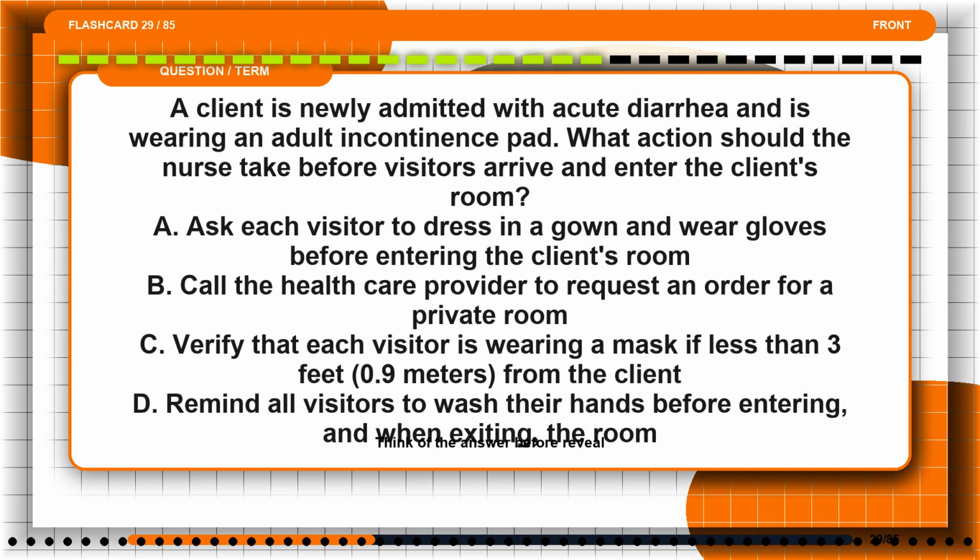A. Ask each visitor to dress in a gown and wear gloves before entering the client's room. B. Call the healthcare provider to request an order for a private room. C. Verify that each visitor is wearing a mask if less than 3 feet (0.9 meters) from the client. D. Remind all visitors to wash their hands before entering and when exiting the room. Think of the answer before the reveal.